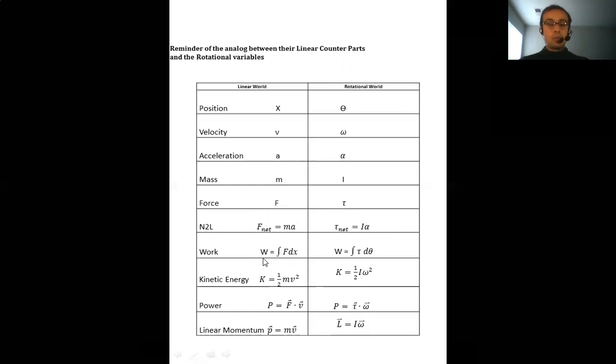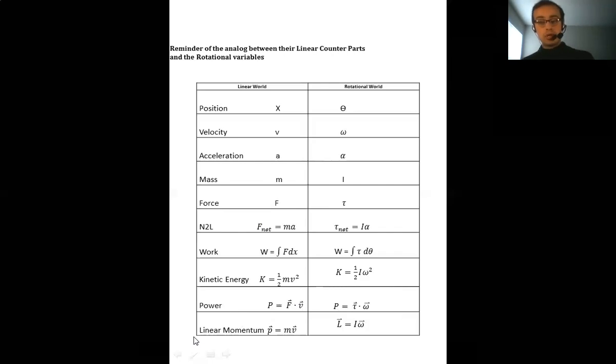Okay, work is equal to the integral of the force dx in the linear world, but in the rotational world, work is equal to the torque times d theta. Kinetic energy in the linear world, K is equal to 1/2 mv squared. In the rotational world, K is equal to 1/2 I omega squared. And in cases where we have both things happening at once, where you have both a linear translation and a rotation happening at the same time, the kinetic energy is going to be split up between a linear component and a rotational component. Okay? Power is force times velocity in the linear world. And in the rotational world, power is equal to the torque times the angular velocity.